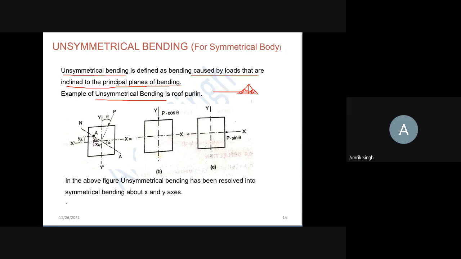So these are there. The loading pattern is not along the plane of one of the planes. So here, what we can do, we can resolve this P force into two components. One is P cos theta, another is P sin theta.